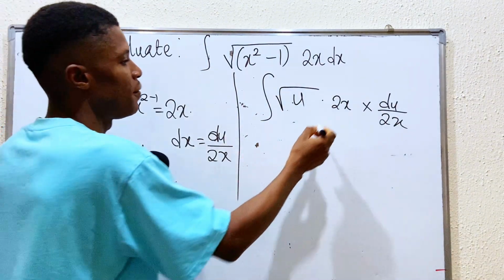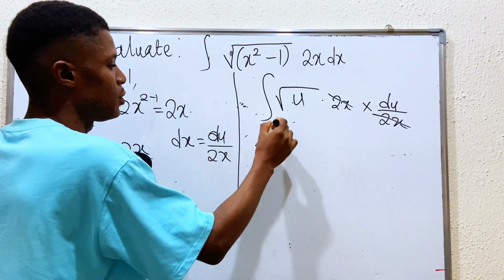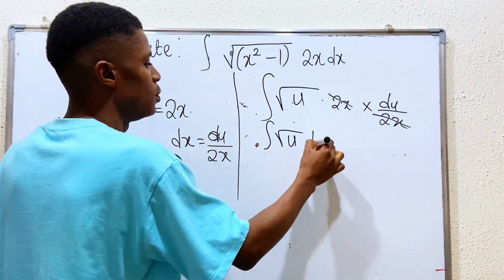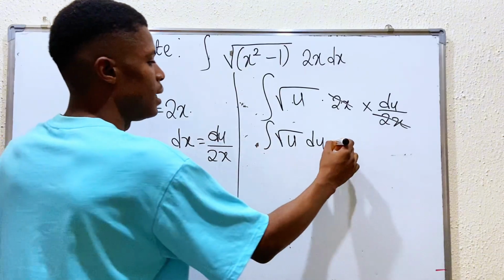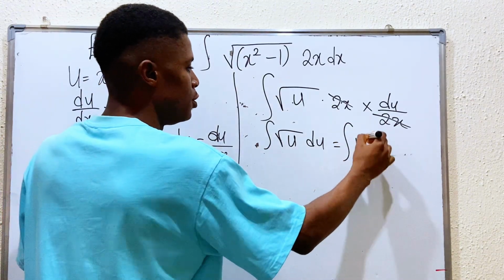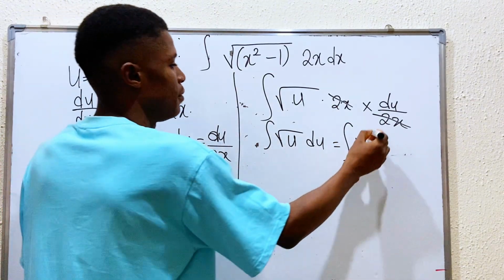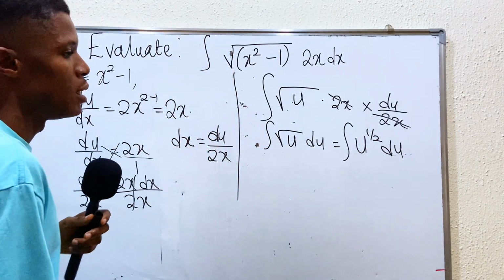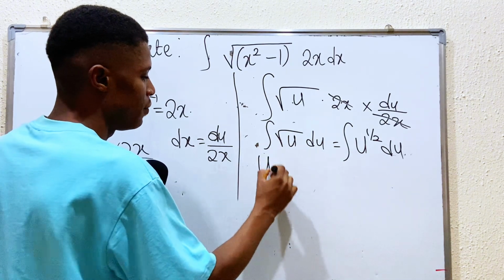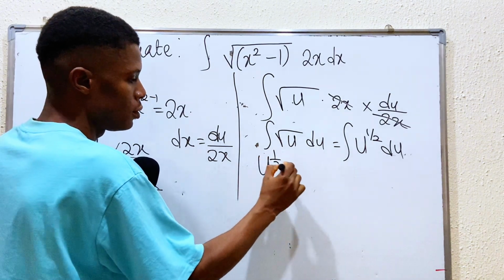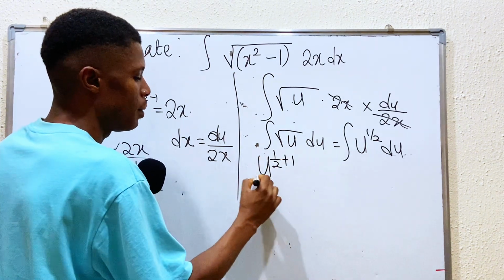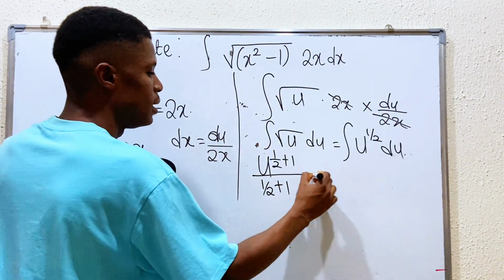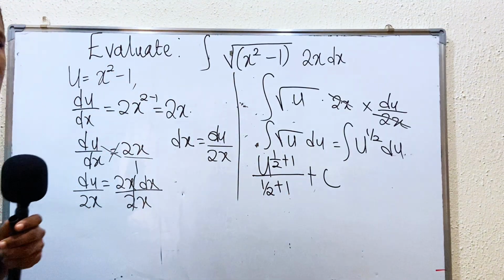So if you simplify, 2x will cancel out 2x, and our result will be the integral of the square root of u with respect to u. And that will be the integral of u, square root meaning raising to power half, raised to power half with respect to u. Okay? So if we are integrating this, we now have u to the power of 1 over 2. To integrate, you add 1 to the power and divide by the new power, 1 over 2 plus 1. Then plus the constant of integration.